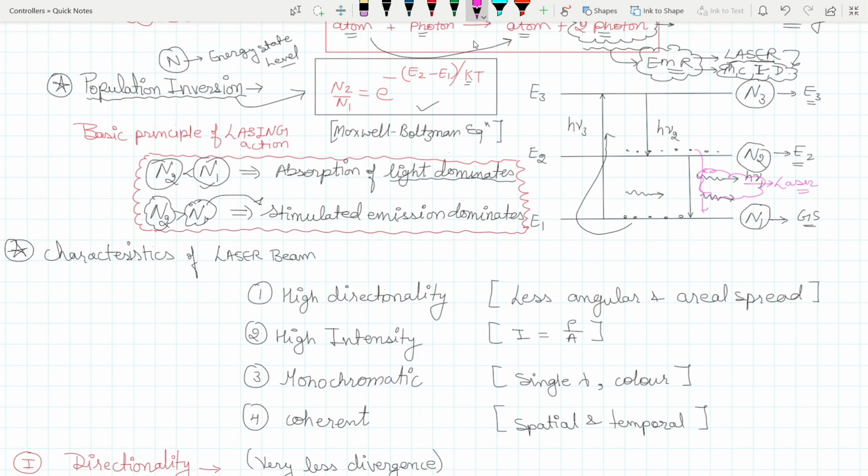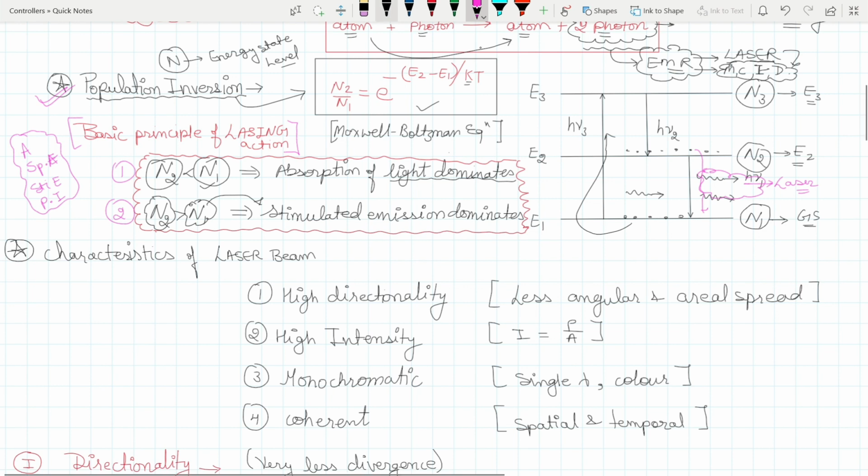So these two points are important when you talk about population inversion for the laser. And this is also one of the basic principles of lasing action. You can say there are four particular principles by which we can observe lasing action. First one is absorption, second one is spontaneous emission, next one is stimulated emission, and the fourth one is population inversion. So these four phenomena constitute the laser.